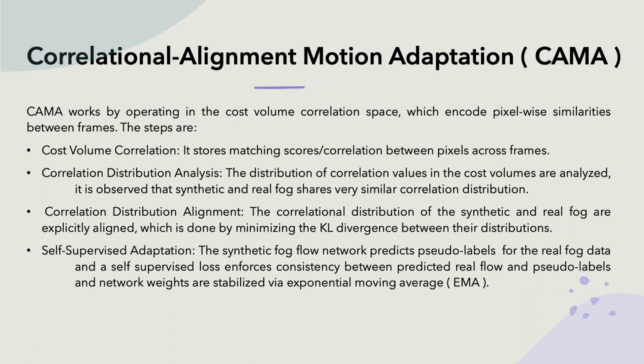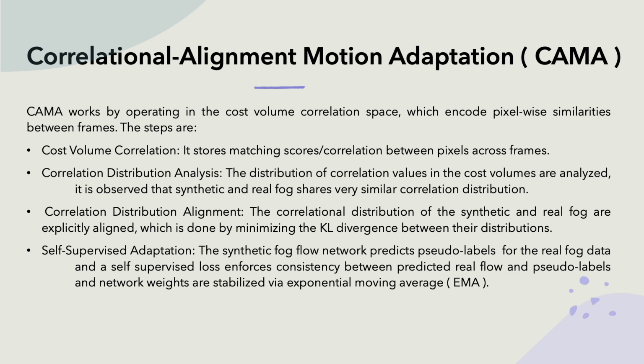CAMA works by operating in the cost volume correlational space, which encodes pixel-wise similarities between frames. The steps are: cost volume correlation. Cost volume stores matching score correlation between pixels across frames. For both synthetic and real foggy images, cost volumes are constructed. Correlation distribution analysis: the distribution of correlation values in the cost volume is analyzed. It is observed that synthetic and real fog share a very similar correlation distribution.